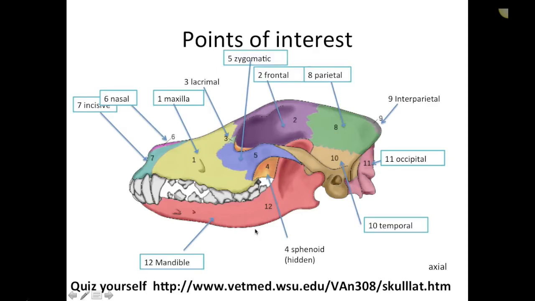Sphenoid, I won't get into too much detail about, and then of course the mandible, the lower aspect of the jaw, has beautiful attachments for musculature that allows for mastication, and of course it houses the lower teeth.